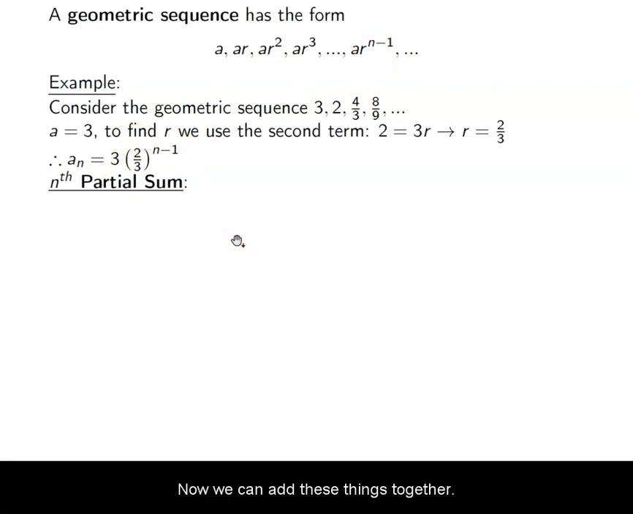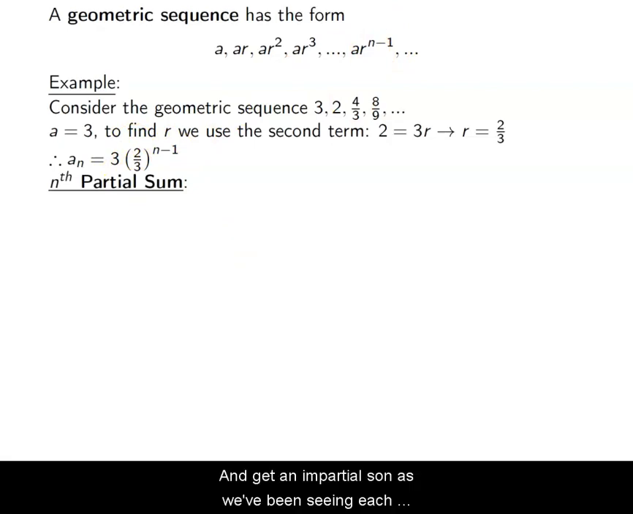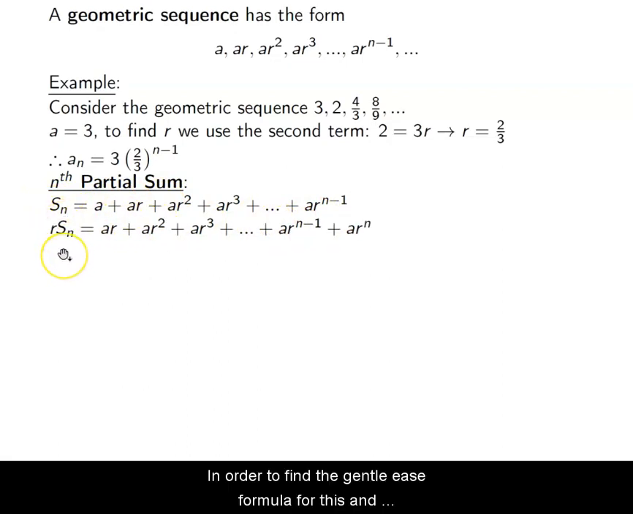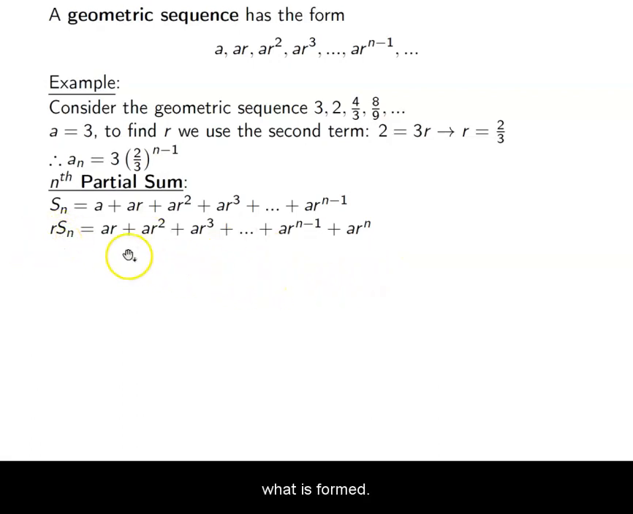Now we can add these things together and get our nth partial sum, as we've been seeing in each section. Sums of the terms of my sequence is a very important thing. The nth partial sum is just me adding up all of my terms until the nth one. In order to find the generalized formula for this nth partial sum, we're going to multiply it times r. It's just a little trick that we're going to do in order to formulate our answer.